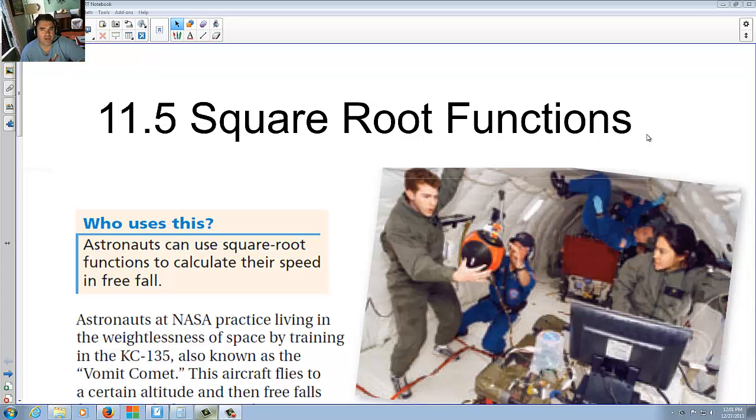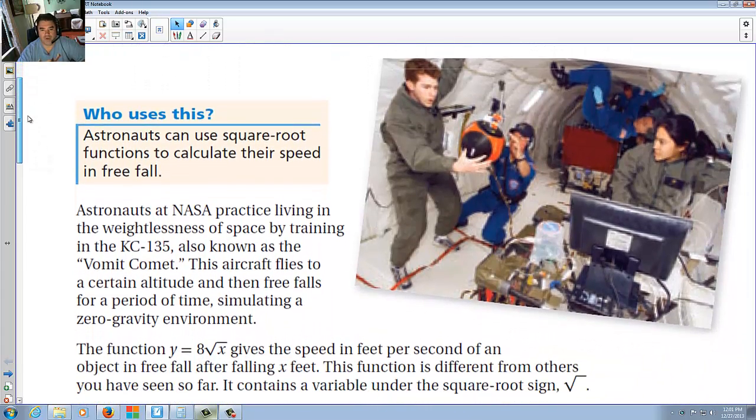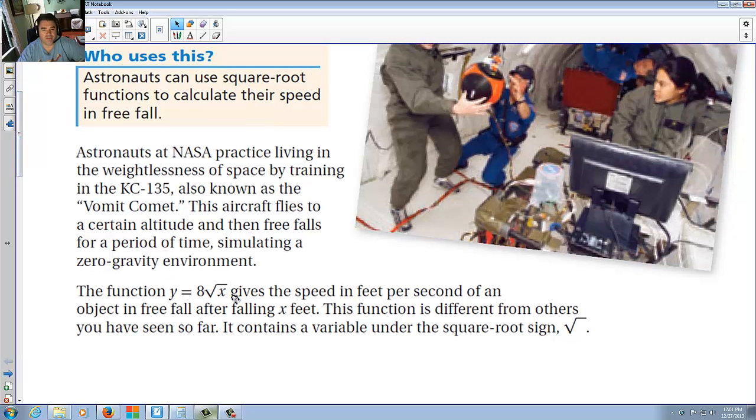Today, 11.5, square root functions. Now, you've seen this before. We're just going to do a basic overview. A square root function simply means there is a value under a square root. And when you get that value, you simply root it, and there you go.